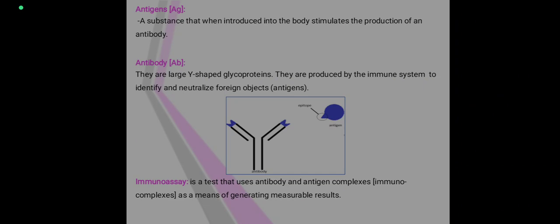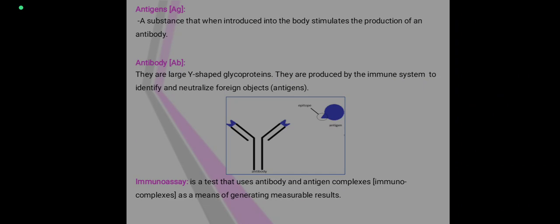Before we introduce the ELISA, we know the terminology in the immunological topic, that is the antigen. It is shortly named as Ag, a substance that when introduced into the body stimulates the production of an antibody. It is known as antigen. Antibodies are large Y-shaped glycoproteins. They are produced by the human system to identify and neutralize the foreign object, that is the antigen. It is known as an antibody, that is shortly denoted as AB.